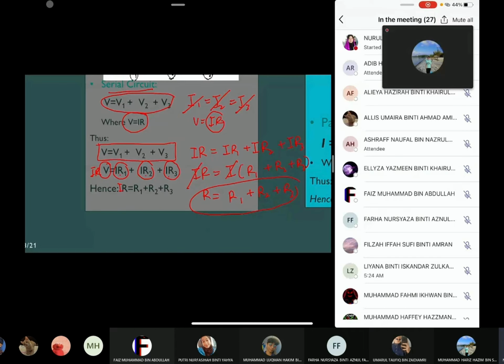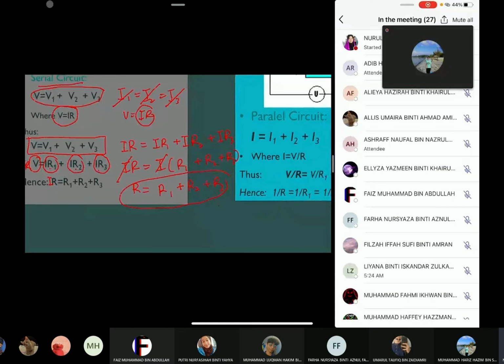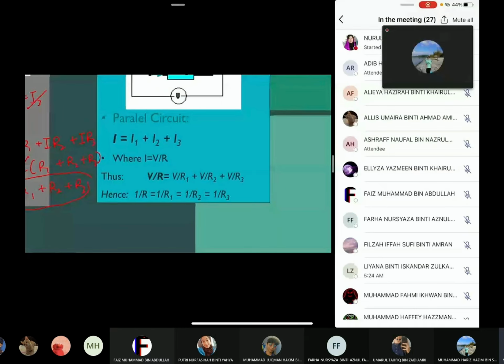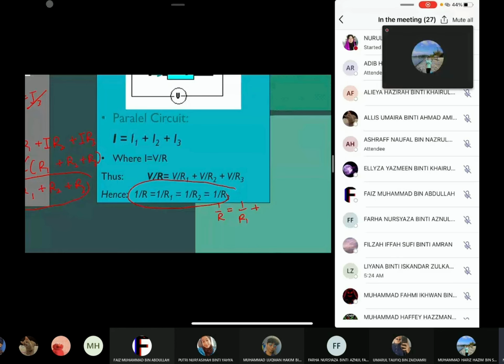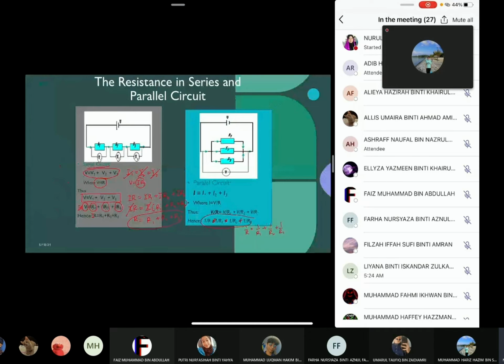Okay, so for a series circuit, resistance, you just need to add them up. However, for a parallel circuit, it is a little bit tricky. Okay, you have this formula. 1 over R total equals 1 over R1 plus 1 over R2 plus 1 over R3. Okay, this one is wrong, it is not equal, it is plus. Okay, are the notes done now? Yes. Okay, thank you Farha.